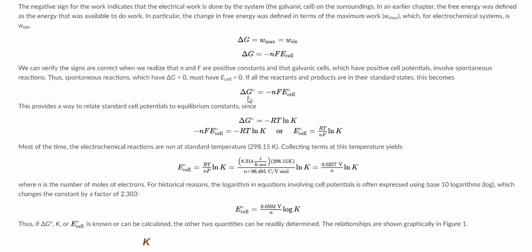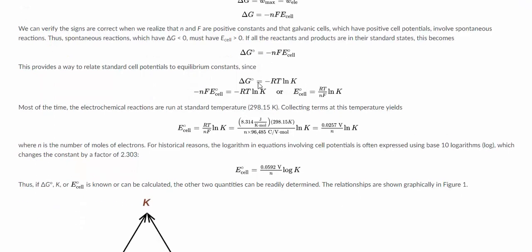Now, for a spontaneous reaction, delta G is going to be less than 0. That means the cell potential must be greater than 0. So you see, we have this double check that we can do with our Gibbs free energy and the spontaneity of our cell. Now we can also relate delta G naught to the equilibrium constant K.